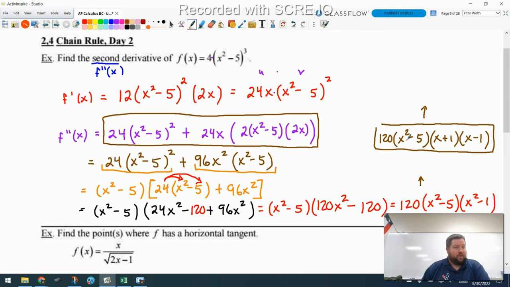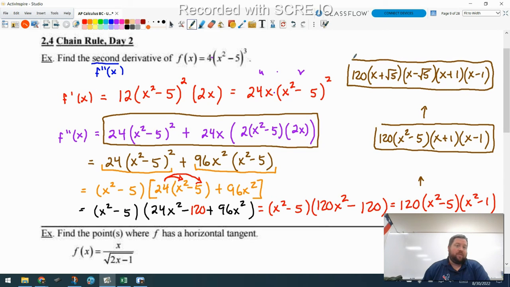Now it's a weird one because it's not a whole number like x plus 1, x minus 1, but you can still do it because it's a minus sign. So this would be like the fully factored form. You would get x plus the square root of 5 times x minus the square root of 5 times x plus 1 times x minus 1. So that is your fully factored answer right there.